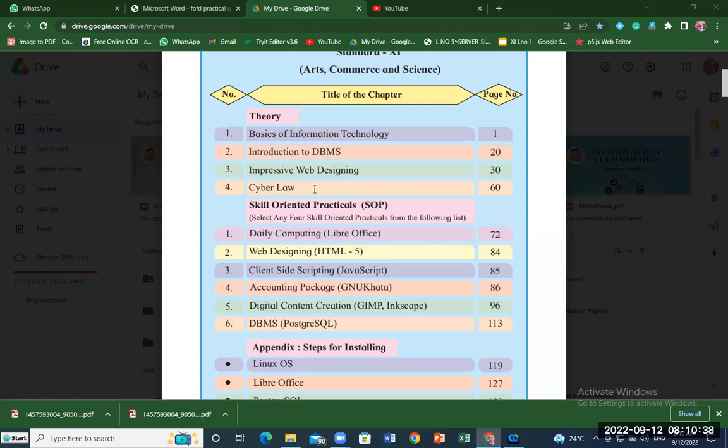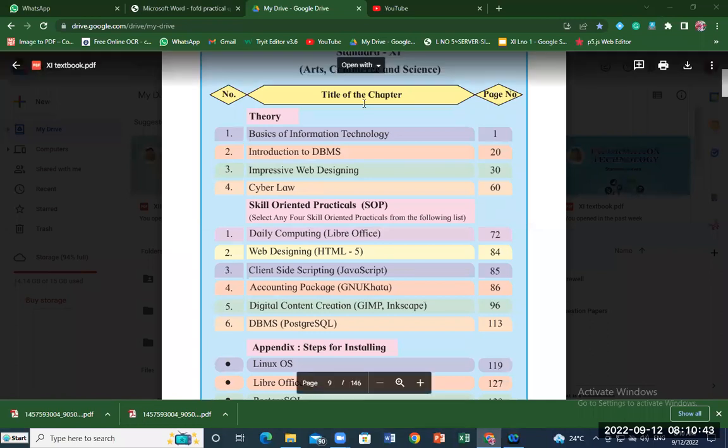The last one is the cyber law related to cyber crimes. Now, these 4 lessons will be distributed as 2 lessons in first sem and 2 lessons in second sem. Your unit test will be of 25 marks and your semester will be of 50 marks. Your final exam will be of 100 marks, considering 80 theory and 20 practicals. That practical will be from the list of these 6 SOPs.